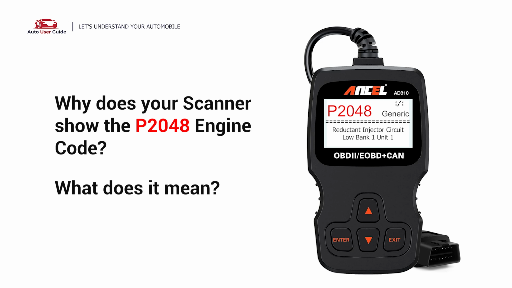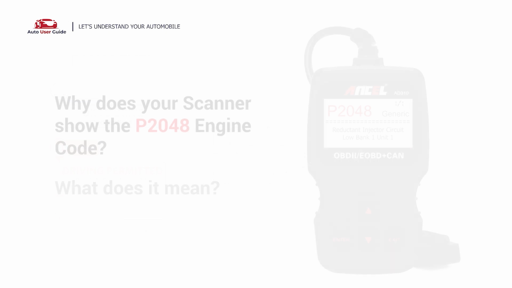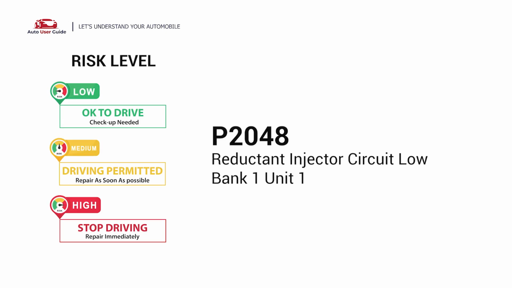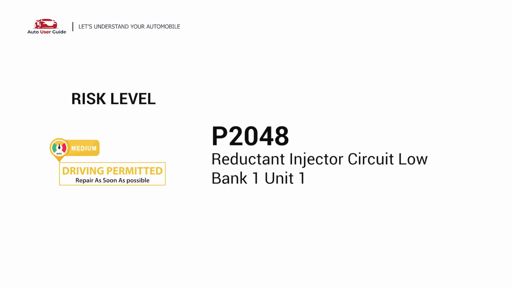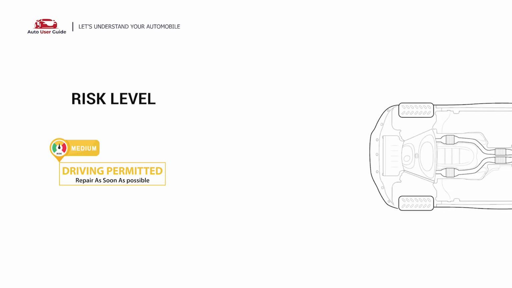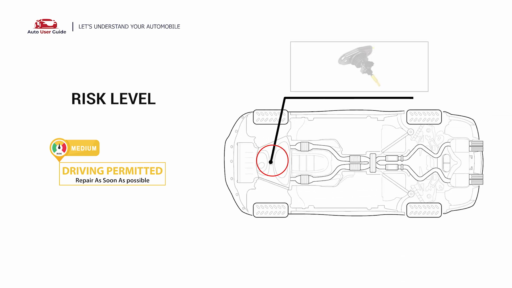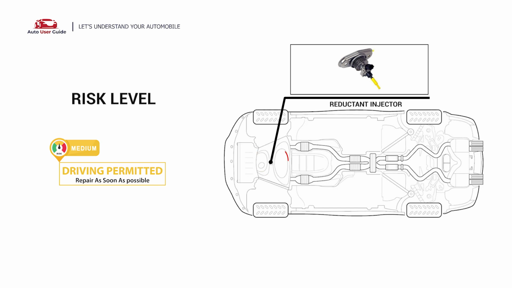Why does your scanner show the P2048 engine code? What does it mean? P2048 is a diagnostic trouble code for reductant injector circuit low on Bank 1 Unit 1. It indicates that the reductant injector circuit located on Bank 1 Unit 1 of the exhaust has a low circuit. Under this circumstance, short-distance driving is permitted, but your vehicle should be repaired as soon as possible.